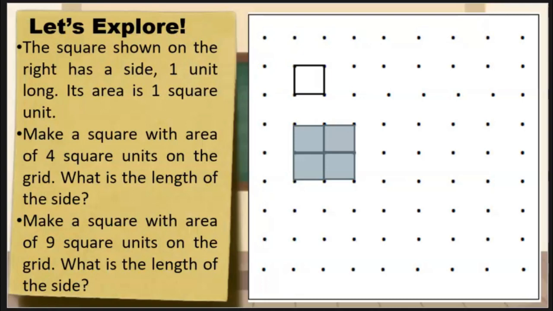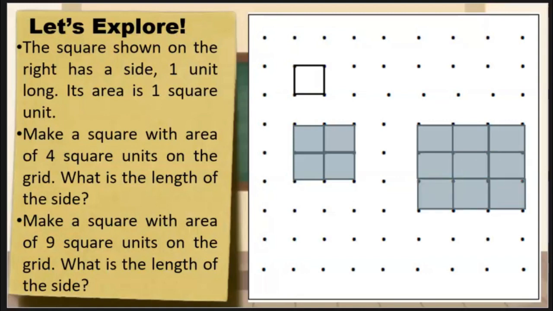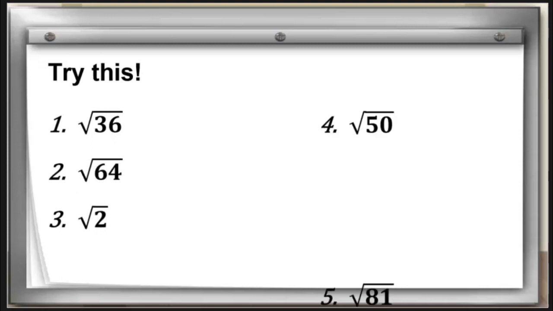Make a square with area of 9 square units on the grid. What is the length of the side? Correct. The length of the side is 3 units. Now, let's try this. Using a scientific calculator or your Android phone, input the following and get the equivalent value. We will give you time to answer this. Jot down your answers first and we will check them later.